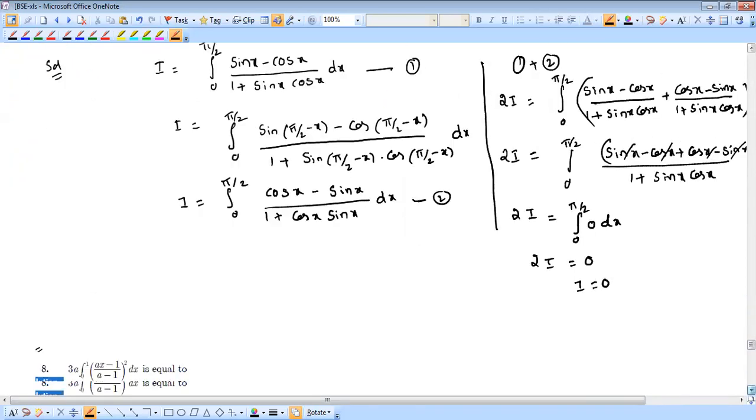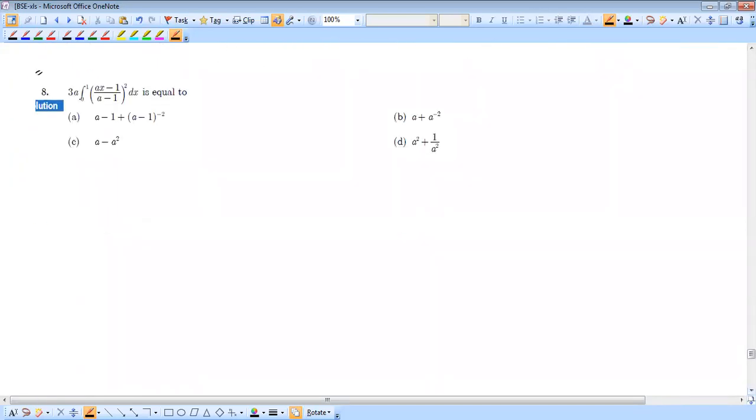Now the next question, again integration: 3a times the integral from 0 to 1 of (ax minus 1 by a minus 1) whole square dx. By looking at the question, don't get scared, it's a very simple one. Whatever constant terms are possible, try to bring them out. Here a minus 1 is a constant term, so I am taking it out, which is (a minus 1) whole square, and the balance is the integral from 0 to 1 of (x minus 1) whole square dx.